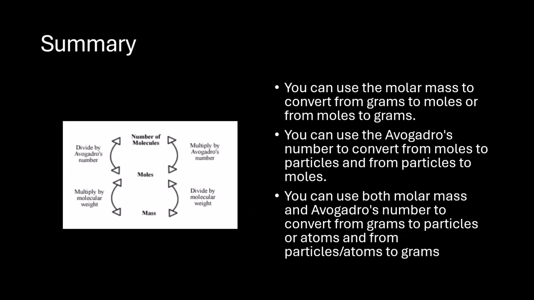So here's a summary slide of what we went over. Basically you can use the molar mass to convert from grams to moles or from moles to grams. You can use Avogadro's number to convert from moles to particles and from particles to moles. You might see it said as particles, you might see it said as atoms. You need to know those are the same thing. Then you can also use both the molar mass and Avogadro's number to convert from grams to particles or atoms and from particles or atoms to grams. And I thought this picture off to the side did a really good job of visually summarizing how you're going to go about converting all of these things.